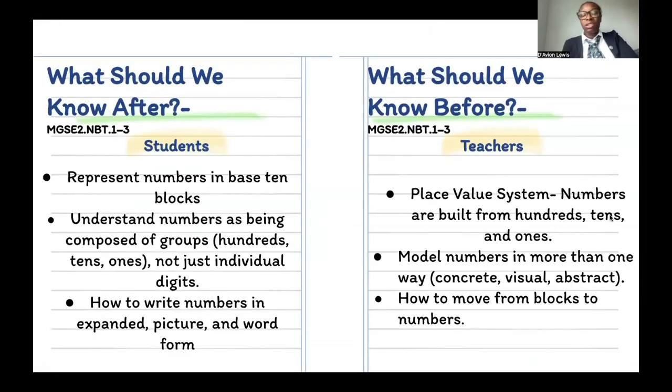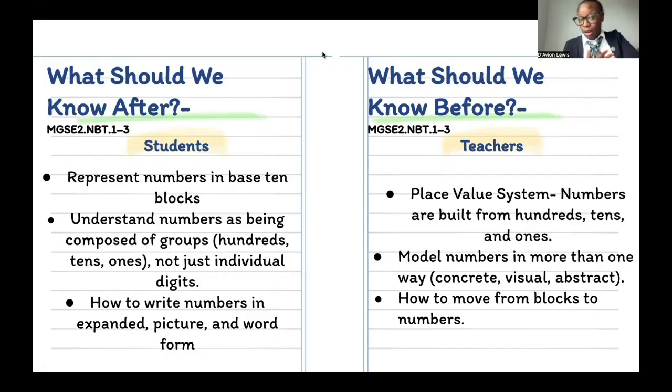Now, what should students know after being taught the standard MGSE 2.NBT.3? Well, they should be able to represent numbers in base 10 blocks. They should be able to understand numbers as being composed of groups, hundreds, tens, and ones, and not just individual digits. And they should know how to write numbers in expanded form, picture form, and word form.